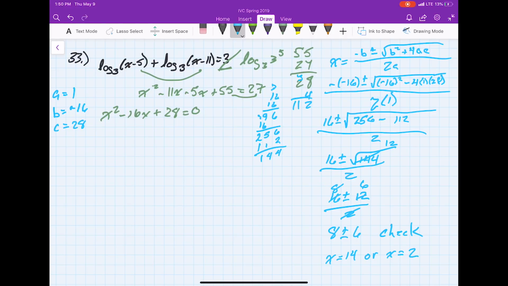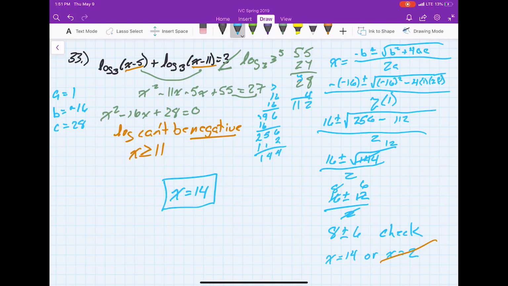So we have two possibilities, but we need to check. So we got to look back into our original log function. And remember, a log can't be negative. So we can't have one of these terms be negative. So if we look up here, we have x minus 5 and x minus 11. So x has to be greater than 11. So that eliminates this as a possibility. So our answer is x equals 14. So x equals 14, and that's our answer.